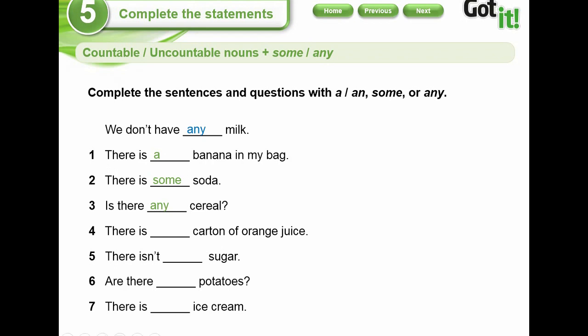There is a carton of orange juice. Juice es incontable. Pero al ver acá carton, pues se vuelve contable y va a ser a carton. There isn't sugar. Sugar, sabemos, tiene una apariencia de singular, claro que sí, pero no es contable. Es incontable porque sugar, al cambiar a plural sugars, no existe. Igual que sodas y tampoco cereals, ¿ok? Entonces, there isn't any sugar. Are there potatoes? Está más fácil, ¿no? Are there any potatoes? The ice cream. There is some ice cream. Hay algo de helado. Some ice cream. Ok. Very good. Excellent.